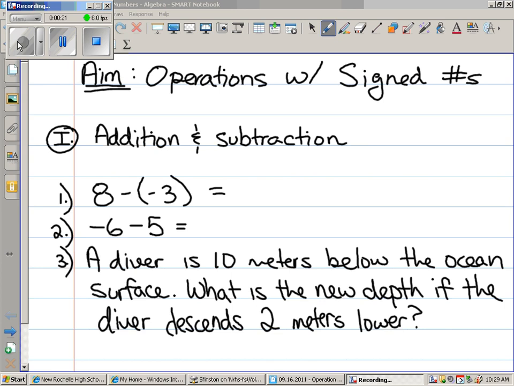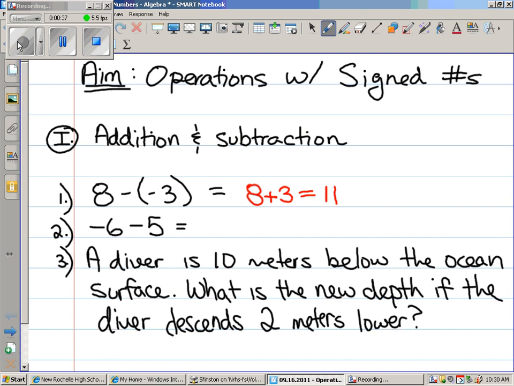8 minus negative 3. When you see those two negatives together, what happens to them? Yeah, so it's going to be like 8 plus 3, and that answer is just 11.